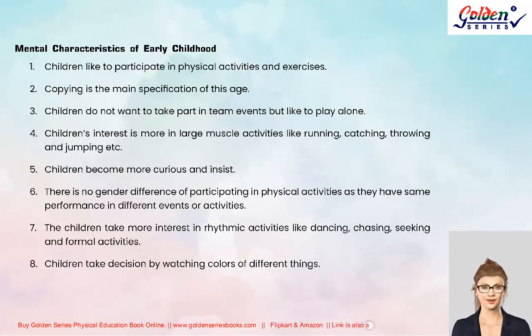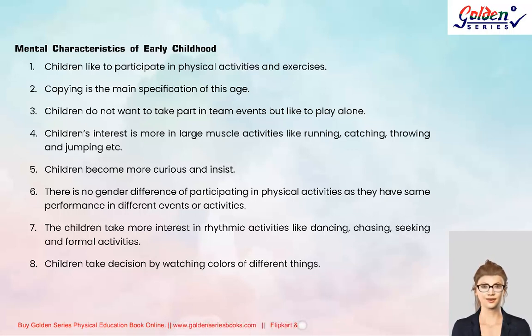2. Copying is the main specification of this age. 3. Children do not want to take part in team events but like to play alone. 4. Children's interest is more in large muscle activities like running, catching, throwing, and jumping, etc. 5. Children become more curious and insistent. 6. There is no gender difference in participating in physical activities as they have the same performance in different events or activities. 7. The children take more interest in rhythmic activities like dancing, chasing, seeking, and formal activities.